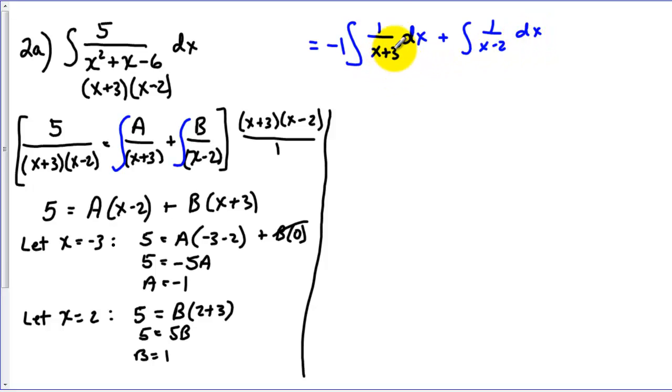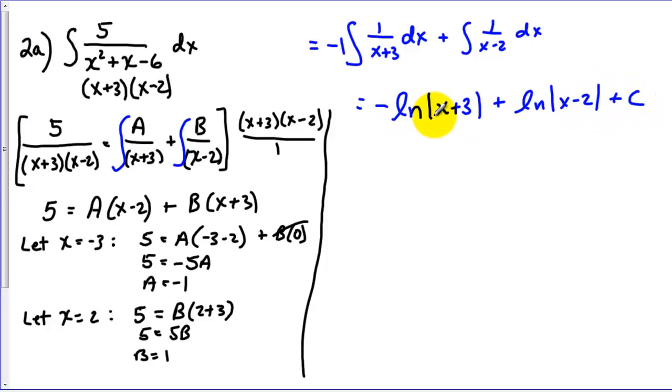Now both of these are u prime over u, where u is x plus 3, so u prime is 1, and the same here. So we can just apply our ln rule. So now I have negative ln of x plus 3 plus ln of x minus 2.